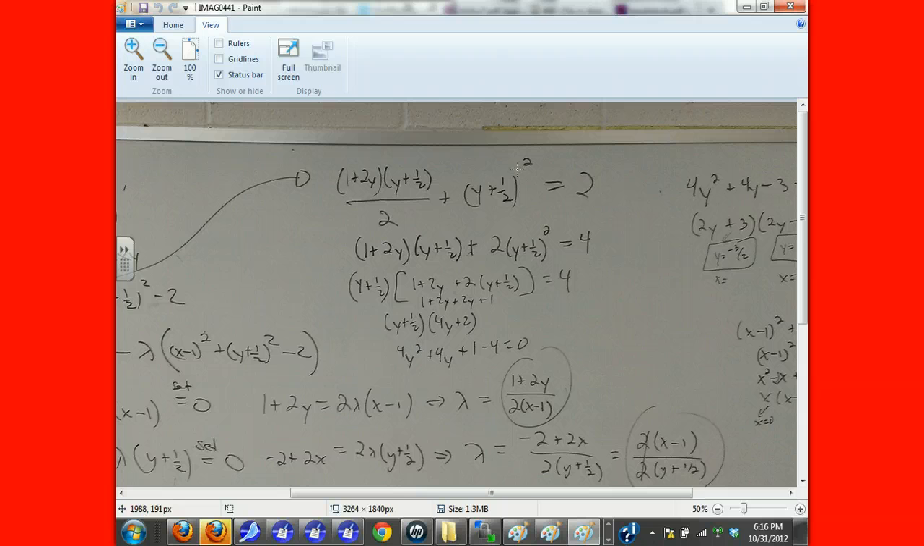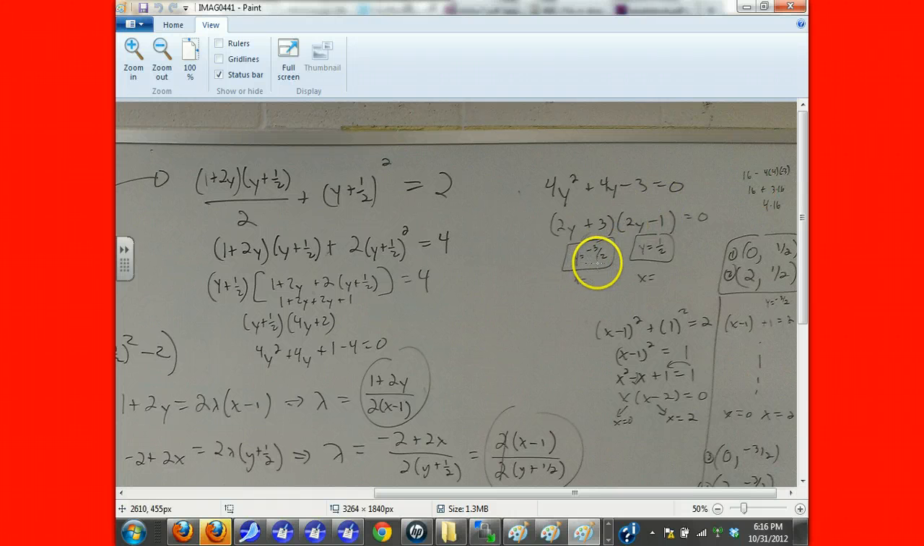You know you're doing it right when you follow that through, factor out the y plus a half, and you end up with an equation that you can factor. You get two different y values. y is negative 3/2 and y is 1/2. So that's on the circle, satisfying fx equals 0 and fy equals 0.